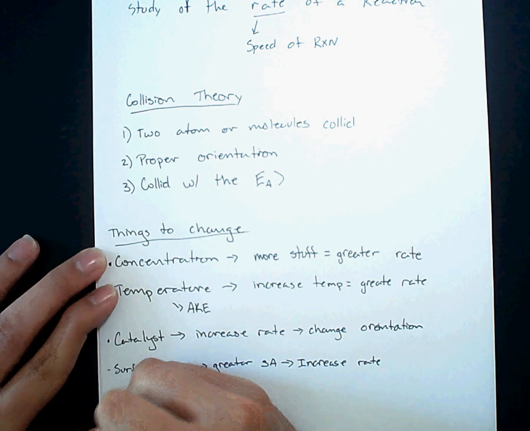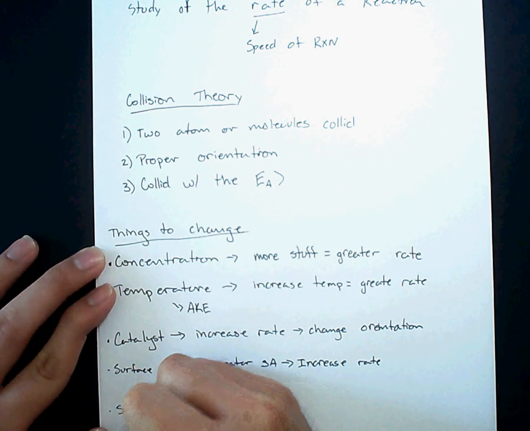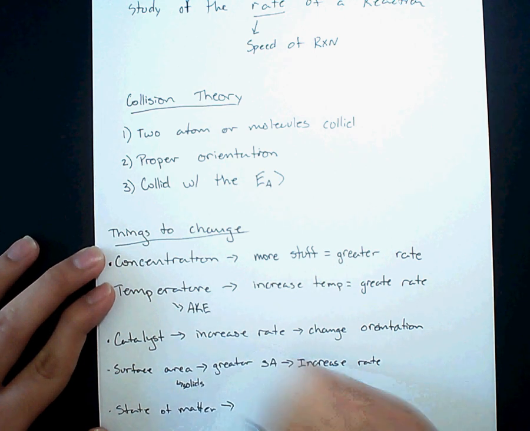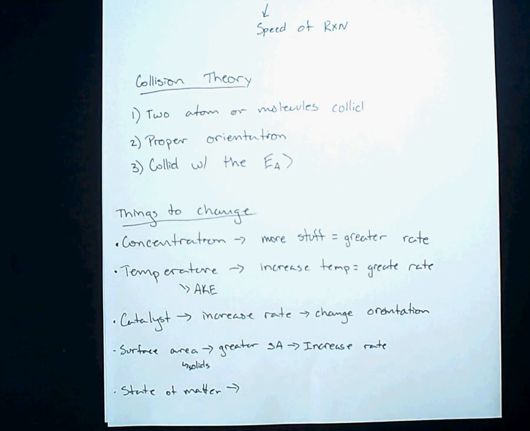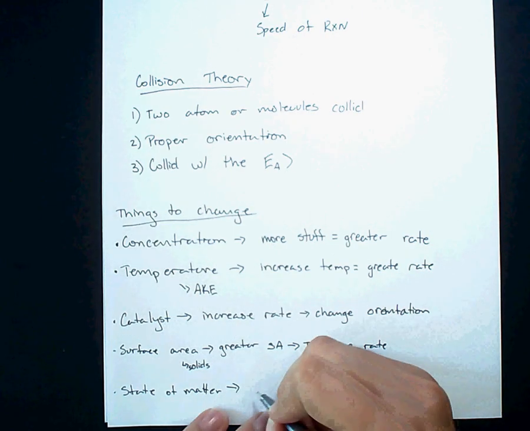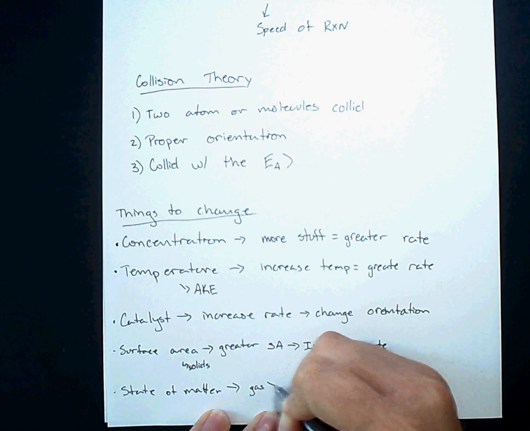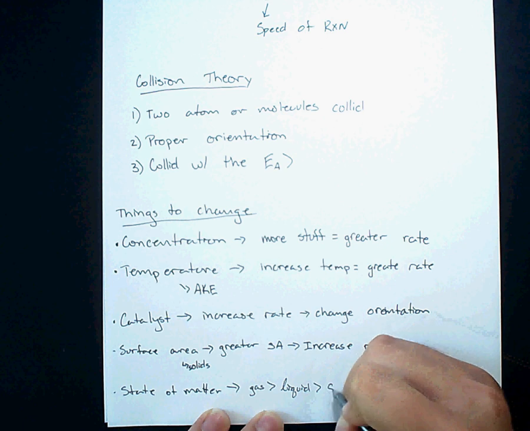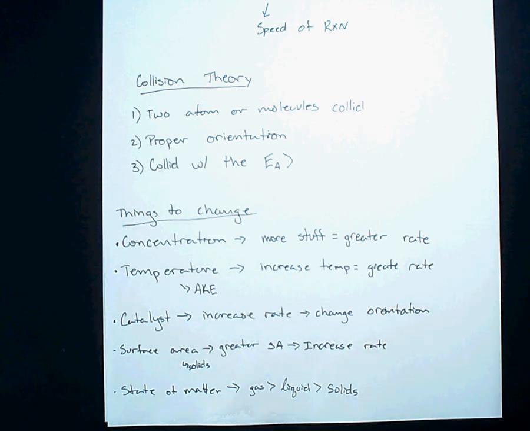And the last one's state of matter. Now I will say state of matter doesn't come up very often. Essentially, we want things that can move around more, so that would be gases. So gases have a greater rate than liquids, which have a greater rate than solids. So if you can have it in a liquid form versus a solid form, that's better. If you can have it in an aqueous form versus a solid form, that's better. In general, if you have something that can move around more, you're going to have more collisions, which means you're going to have a greater rate.